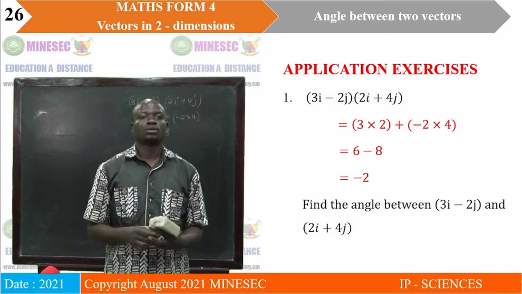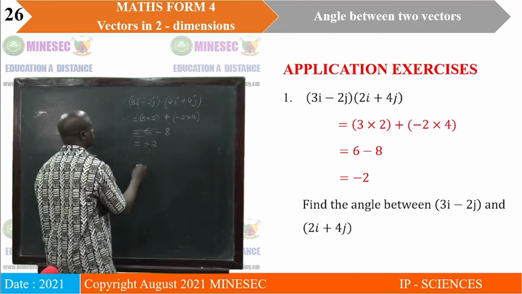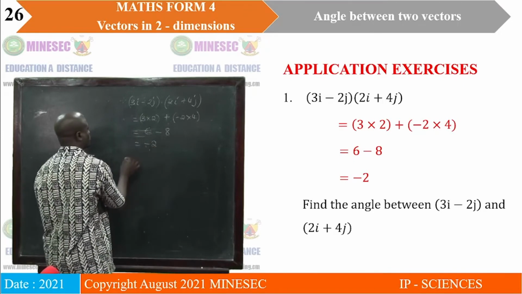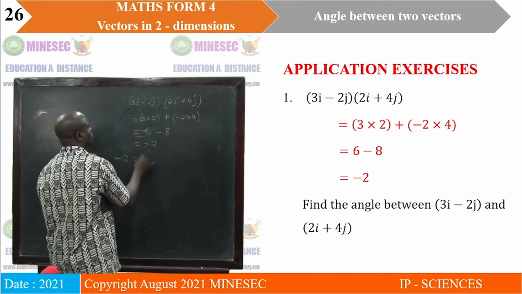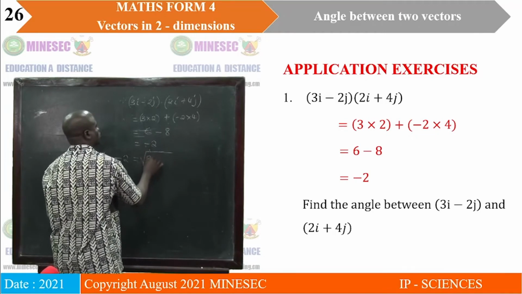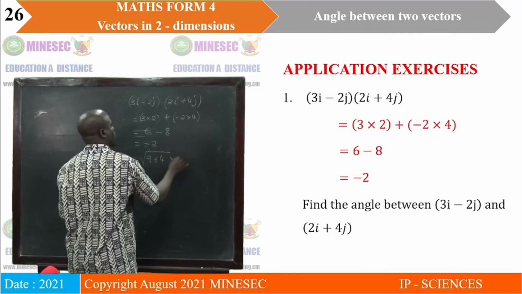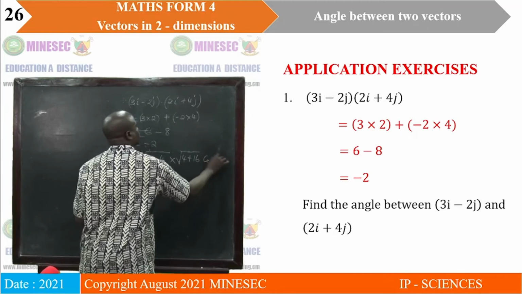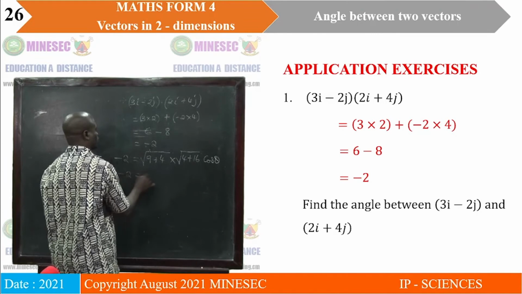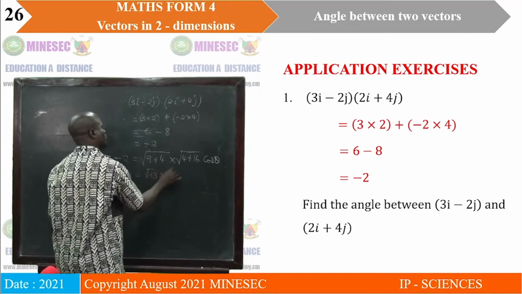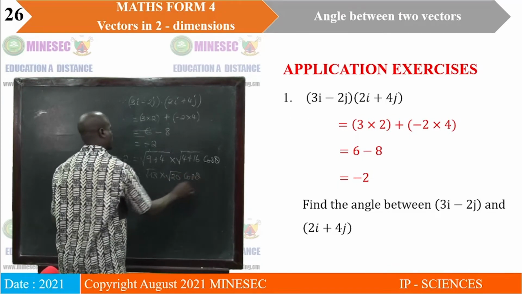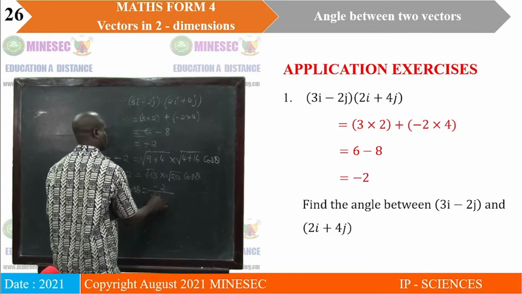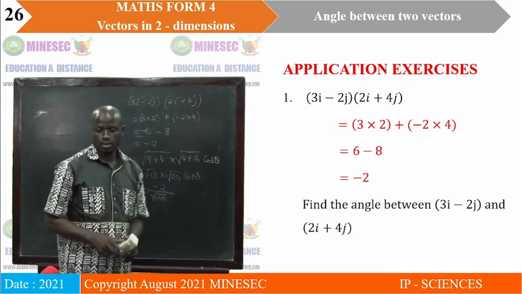Find the angle between those two vectors. To find the angle, we now need to use this formula: the dot product is the same as the product of the magnitudes times cosine theta. So their dot product we've already obtained is negative 2. It should be equal to the magnitude of this vector, which is the square root of 3 squared, which is 9, plus negative 2 squared, which is 4, times the square root of 2 squared, which is 4, plus 4 squared, which is 16, all of it times cosine theta, where theta is the angle between the two vectors. So we are saying negative 2 is equal to square root of 13 times square root of 20 cosine theta. So cosine theta is equal to negative 2 divided by square root of 260 or something like that. And then we find angle theta from there.